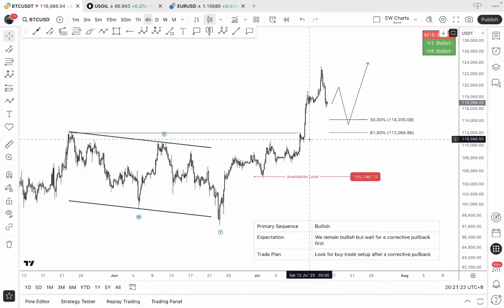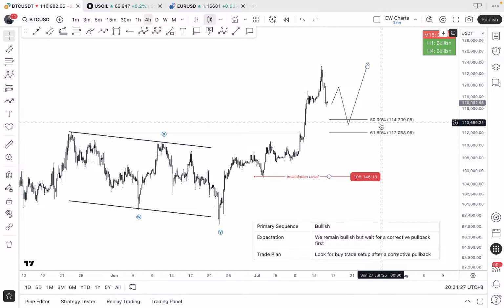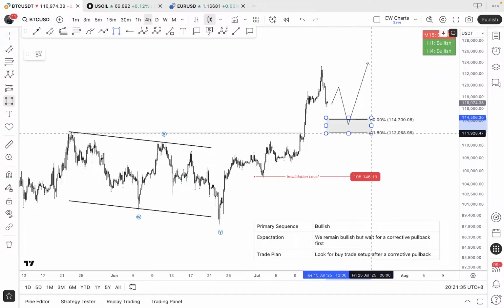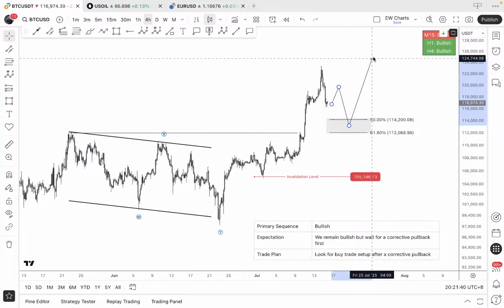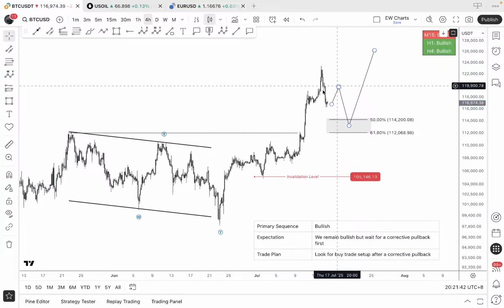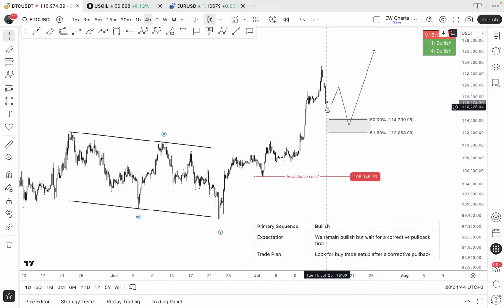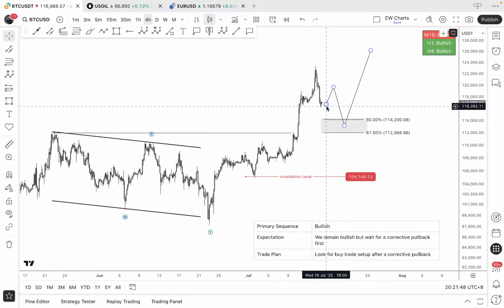Don't be too aggressive. Wait for the pullback towards the 50 and 61.8 Fibonacci. You can see over here around 114, 112. If price can come back into that territory, then you look for the potential buy. So you want to be a buyer instead of aggressively looking to sell. So that's on Bitcoin.